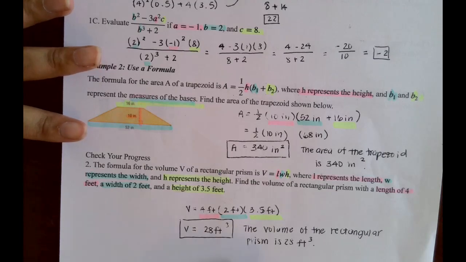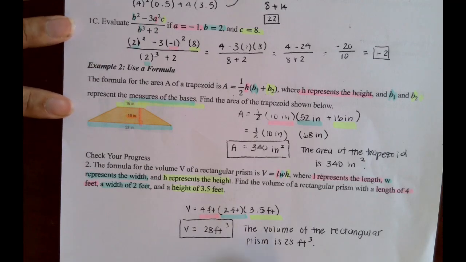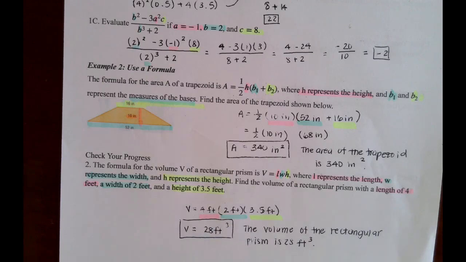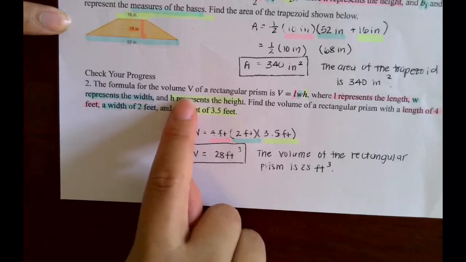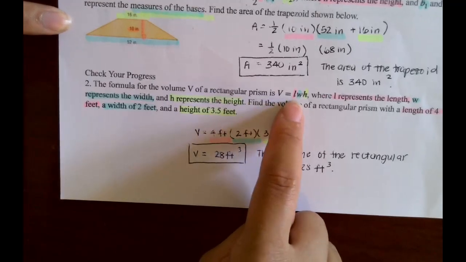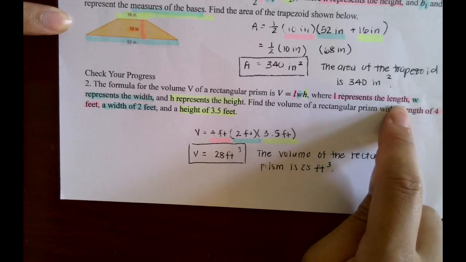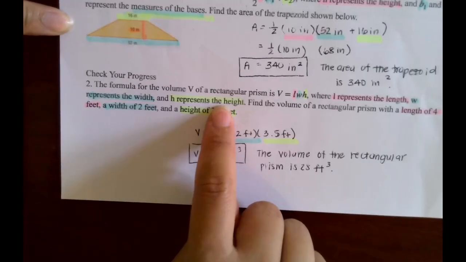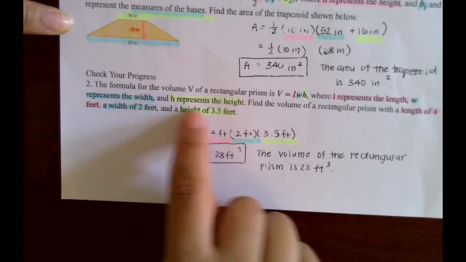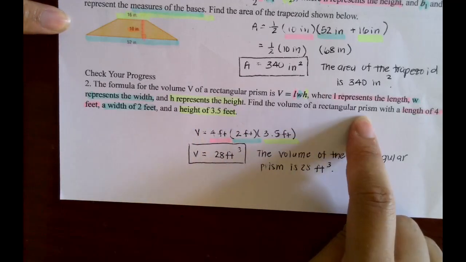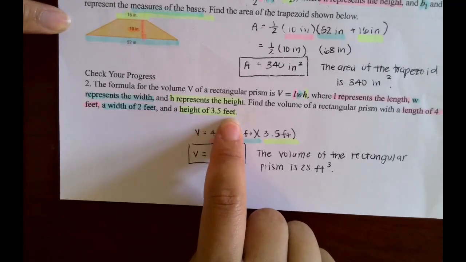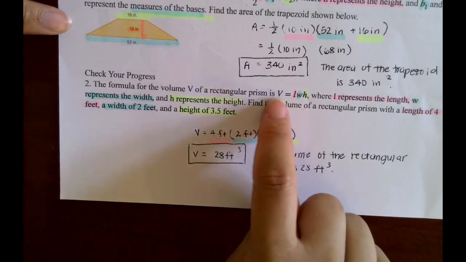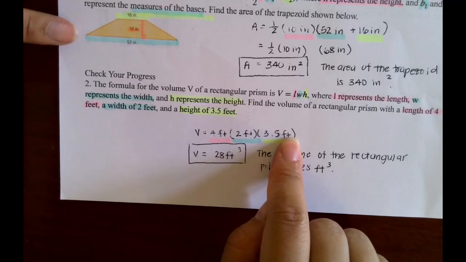For your answer, you should have gotten 28 feet cubed. If you got it right, then you're done and you can move on to the homework. If you didn't get it right, then you might want to listen to the explanation. So the formula for the volume V of a rectangular prism is V equals LWH, where L represents the length, W represents the width, and H represents the height. Find the volume of a rectangular prism with a length of 4 feet, a width of 2 feet, and a height of 3.5 feet.